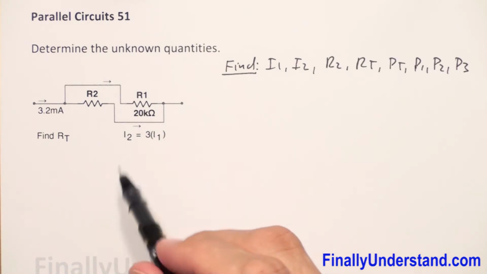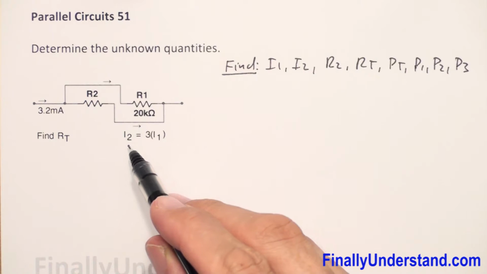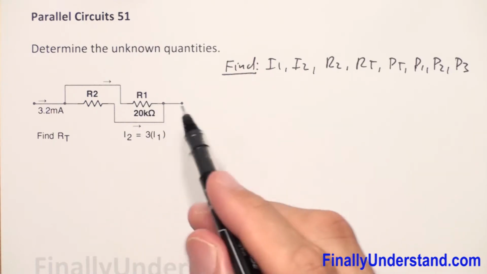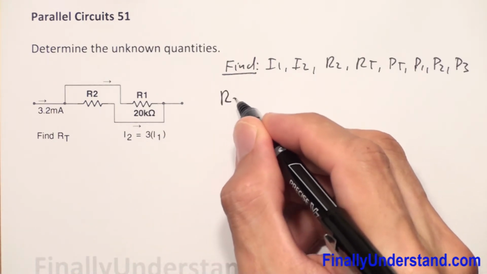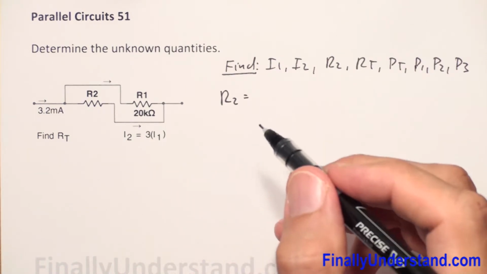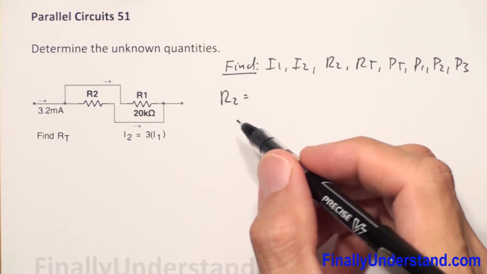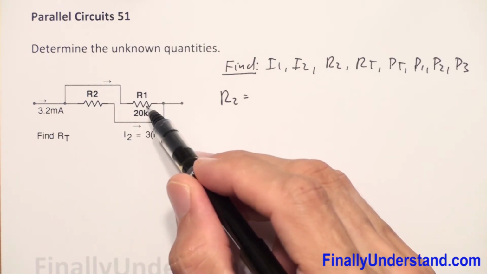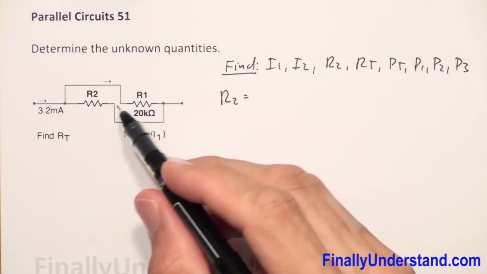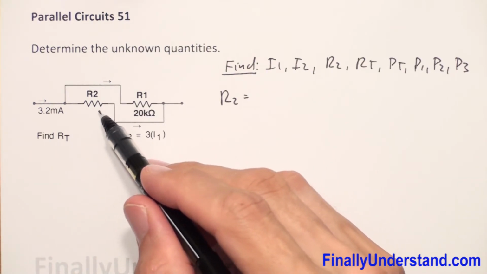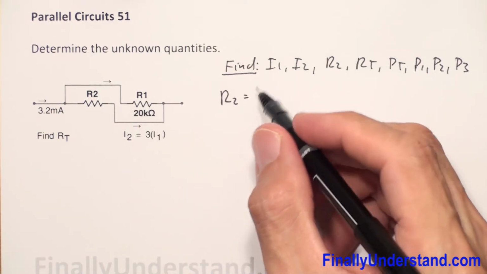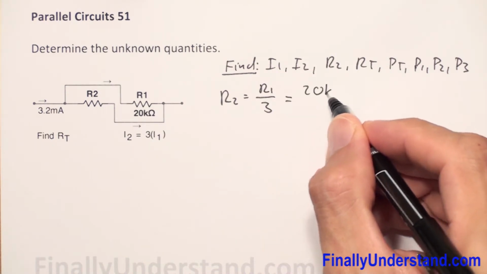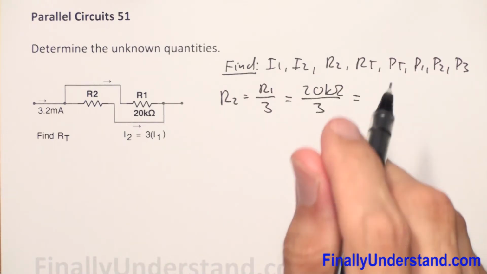So now, please notice that current I2 is 3 times larger than I1. So it means that my resistor R2 is 3 times smaller than resistor R1. If the current in this resistor is 3 times greater than this current, it means that this resistance is 3 times smaller than this one. So I'm going to simply write that R2 is equal R1 divided by 3. R1 is equal 20 kilo ohms divided by 3.